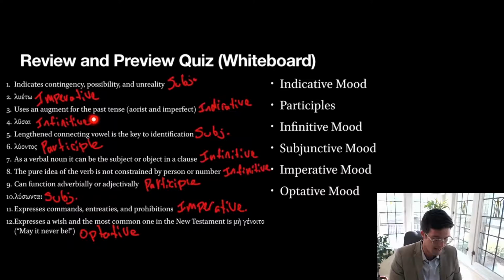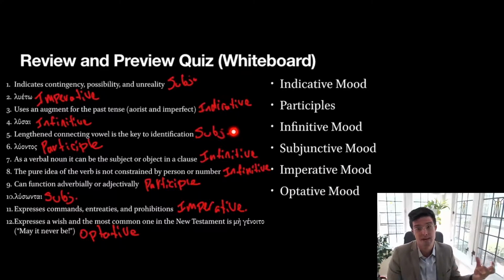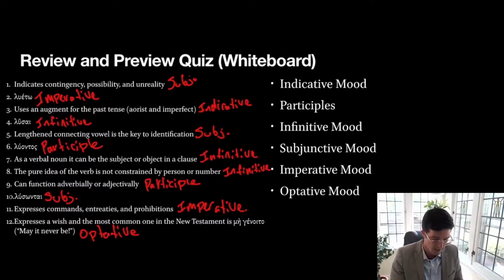Lucai is an infinitive, an aorist active infinitive. The lengthened connecting vowel is the key to identification for the subjunctive mood. So when you see an omega or an eta connecting vowel, it's not always going to be a subjunctive. That connecting vowel sometimes appears in, for example, contract verbs. You'll see it there as well. But when you do see a lengthened connecting vowel, the subjunctive is one of the places, and perhaps even the main place that your mind ought to go.